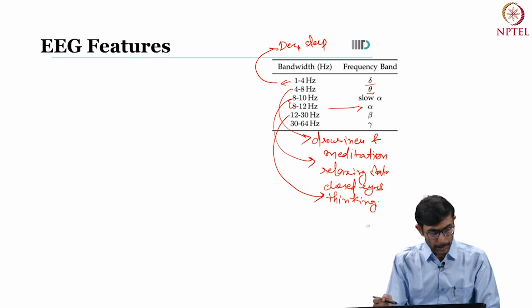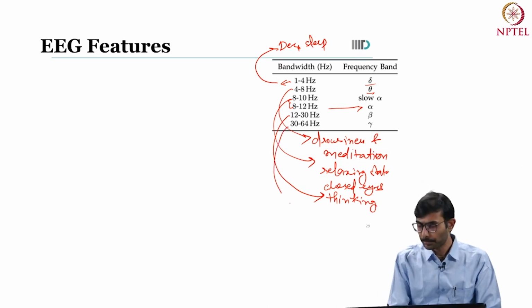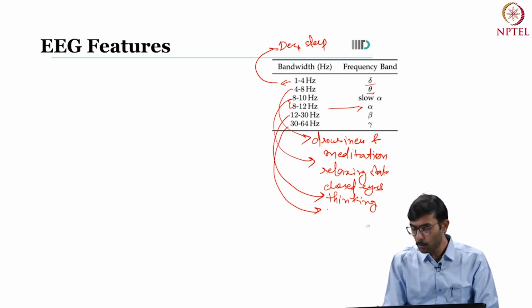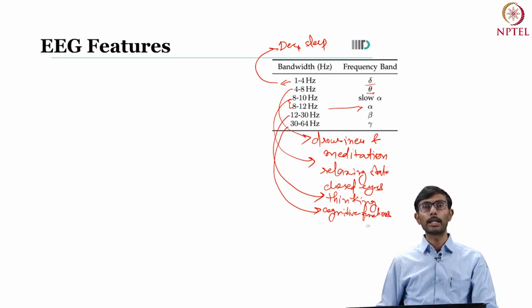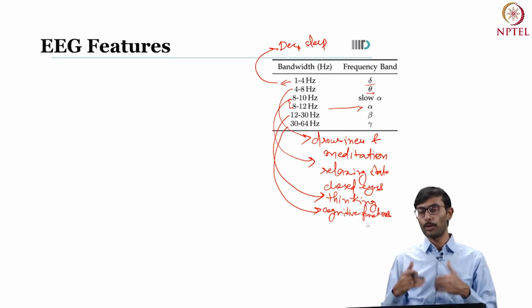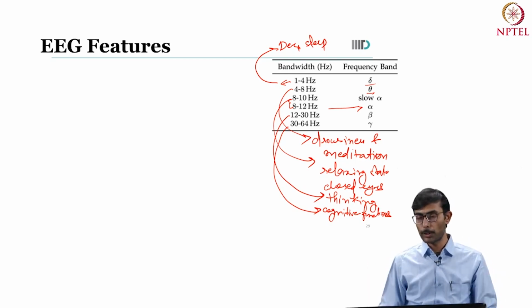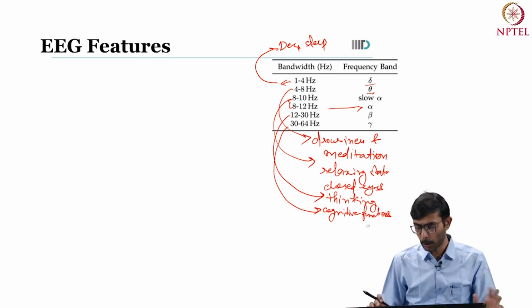Similarly, the 30 to 60 hertz range is the gamma band, and the gamma band represents different cognitive functions, including the cognitive workload that you may be experiencing. So these are the different bands, which correspond to the different sets of activities that the individual is involved in, at least with respect to the cognitive state.